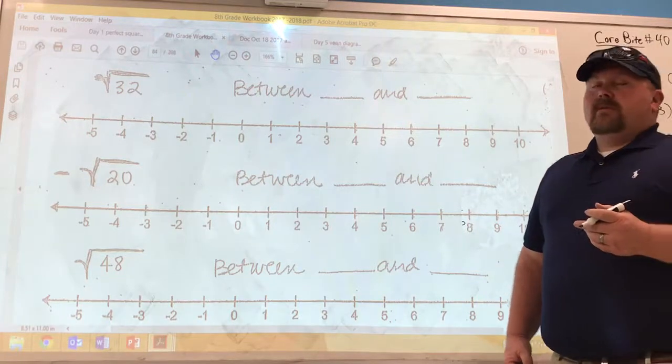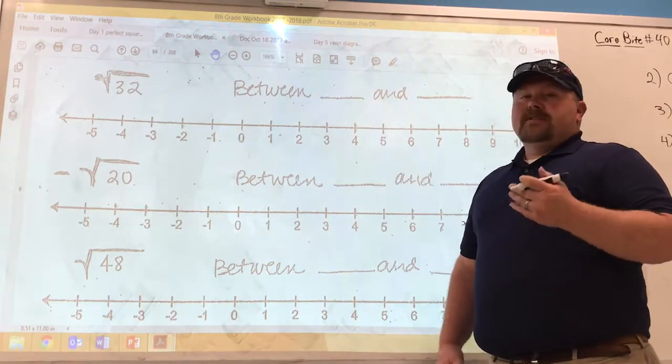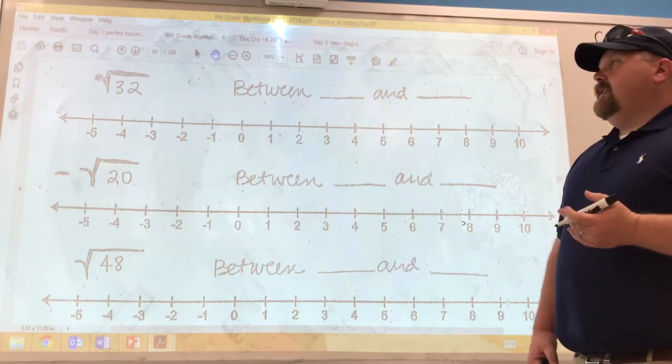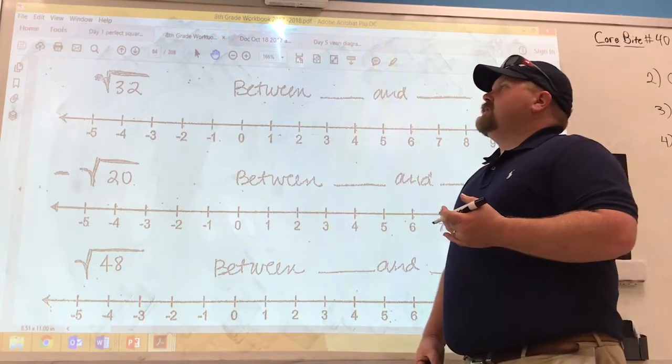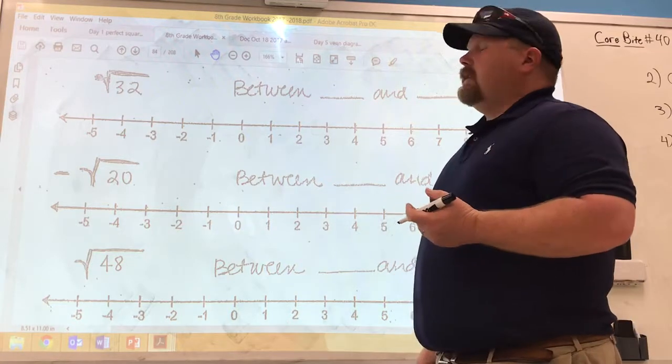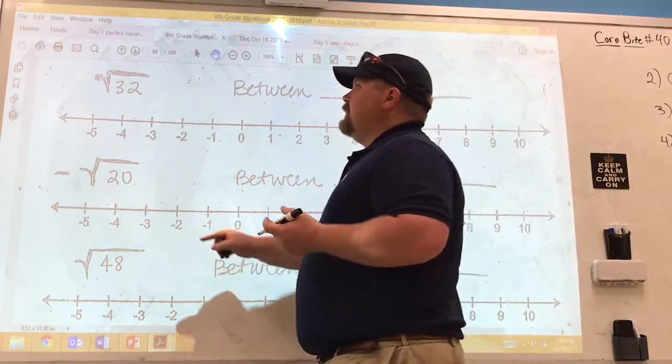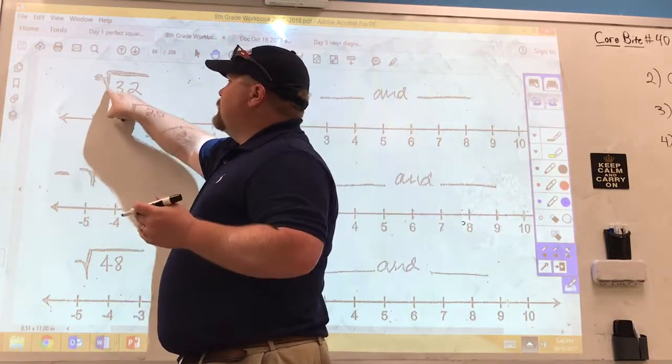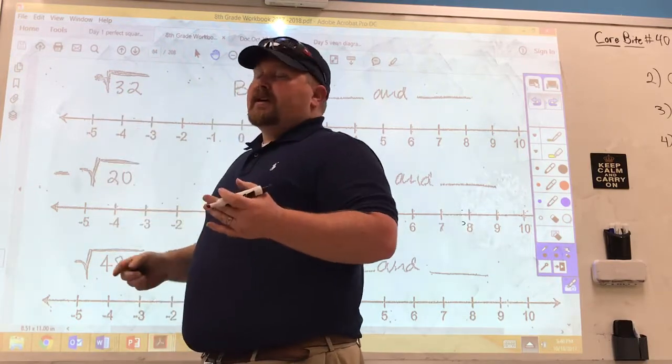All right, back on workbook page 83. So this is the bottom half of the page on 83. And it's asking me to continue estimating non-perfect squares and plotting them on a number line. So the first one I have, it may be a little hard to tell, but this is just the square root of 32. It's positive.